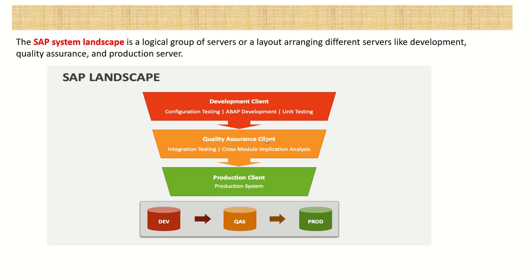In case any errors are there in the quality system, they give their feedback to the development team. They do the required modification, and the same process is followed from development to quality, and quality to production. So this is a typical landscape of any company.